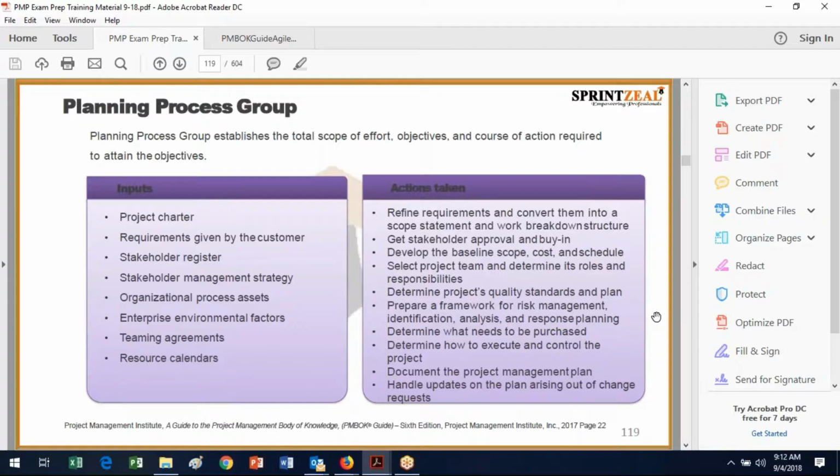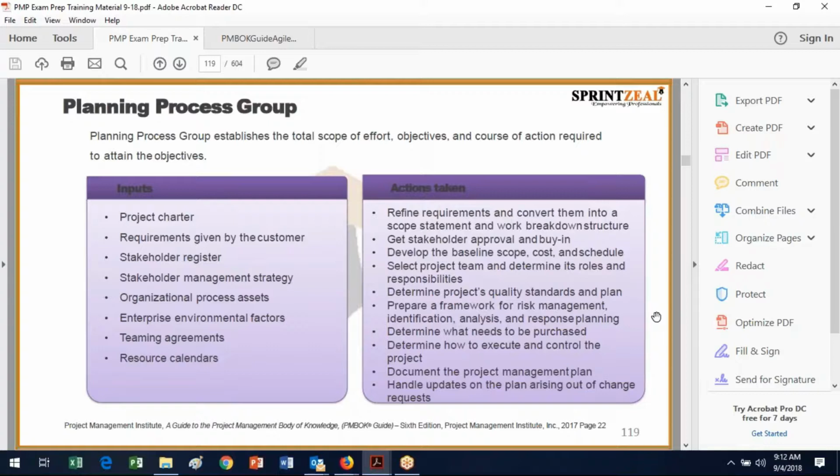getting stakeholder buy-in, developing the baseline scope, cost, and schedule. And remember, you've got a high-level scope, cost, and schedule in the project charter, but very high. And then ideally you get to select the project team and determine the roles and responsibilities, define the quality standards and plan. And in general, when PMI talks about quality, the definition is conformance to requirements. So just keep that in mind when we're talking about the word quality.